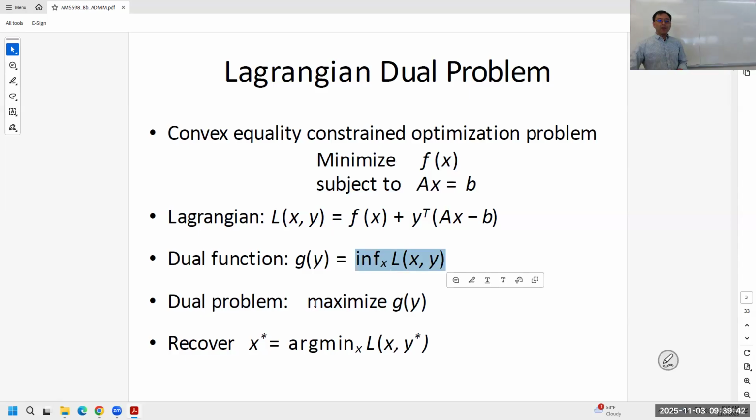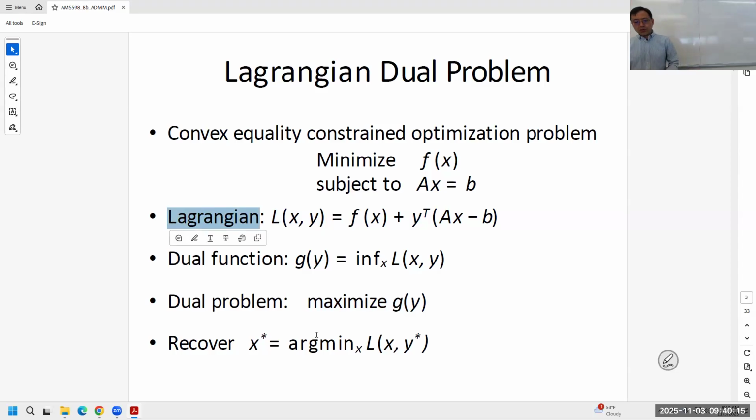So the dual problem is a max-min problem. The original Lagrangian problem, as I will show you in a second, is actually a min-max problem. We maximize the Lagrangian with respect to y first, and then we minimize that with respect to x. So it's a min-max problem. The Lagrangian problem has an equivalent dual problem, which is a max-min problem.